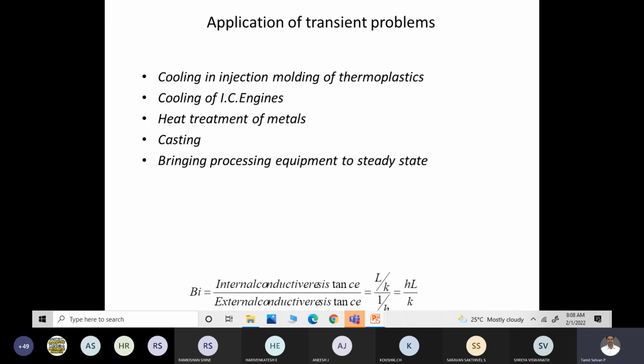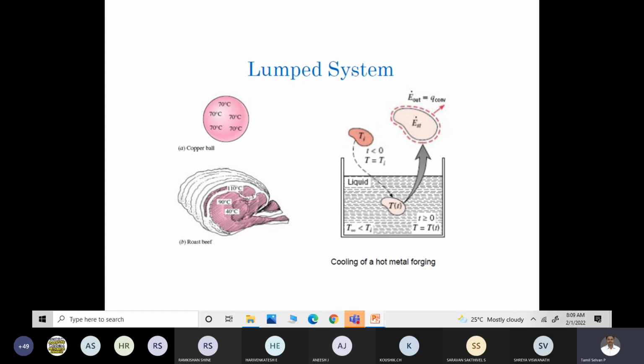Especially the cooling of ICE engines, cooling in injection molding of thermoplastics, heat treatment of metals, casting, and bringing processing equipment to steady state. So these are some of the examples for unsteady state heat transfer. And of course, we will be discussing in detail what the Biot number is, a dimensionless number, which is nothing but the ratio of internal conductive resistance to external convective resistance. So we will discuss that.